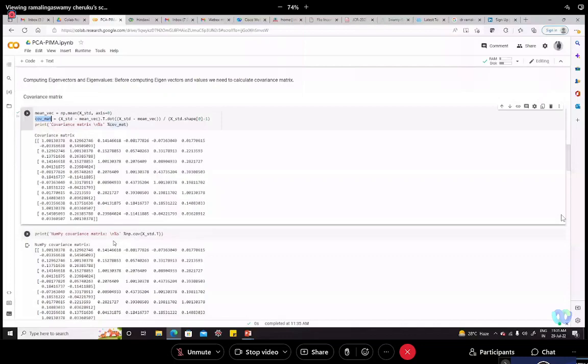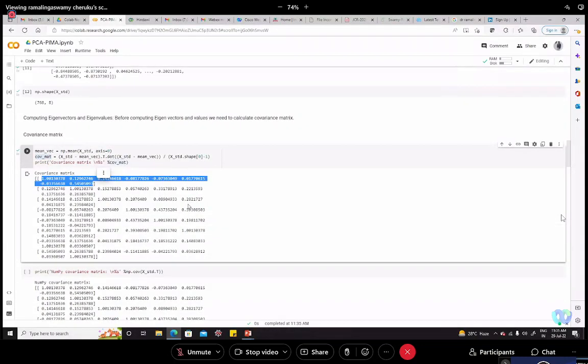You see the dimension of this covariance matrix is how much? Can anybody say what is the dimension of this covariance matrix? 8 by 8, because there are 8 features: 1, 2, 3, 4, 5, 6, 7 and 8. 8 columns and 8 rows. So it's 8 cross 8.